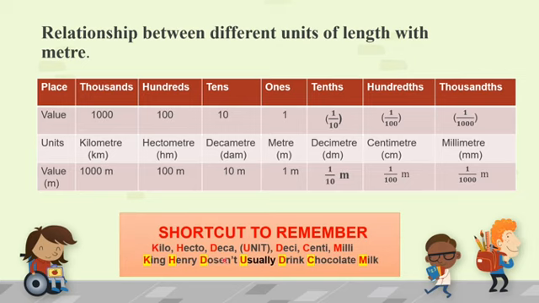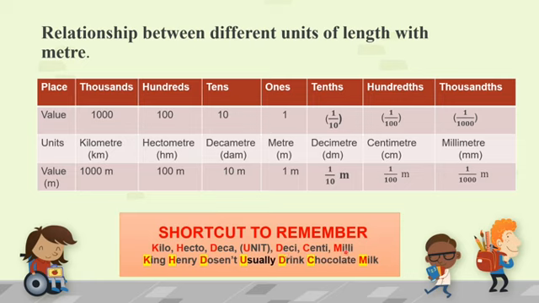These prefixes will be there for all your metric measures, whether you are dealing with length, mass, or capacity. Since you're dealing with length now, your base unit will be meter. And before meter, what prefixes are you going to place? Kilo, hecto, deca, then meter as the base unit, deci, centi, milli.